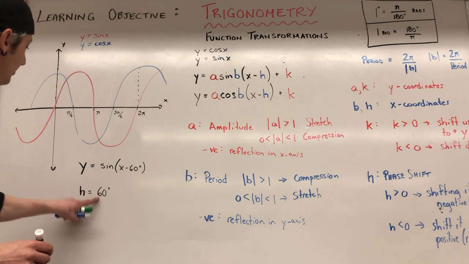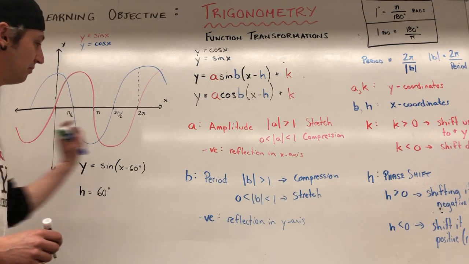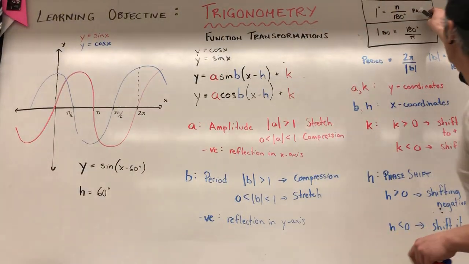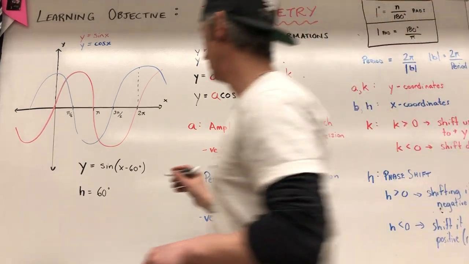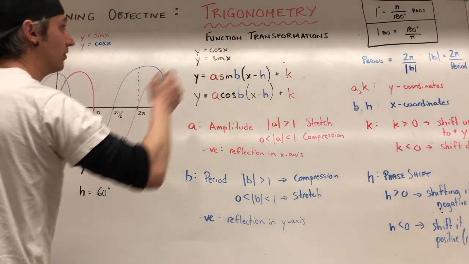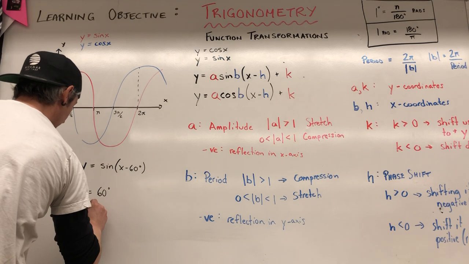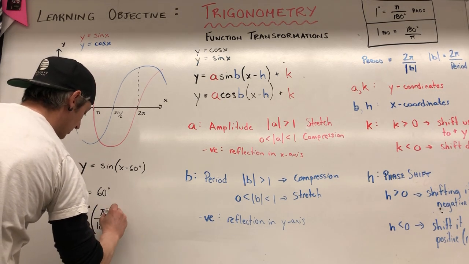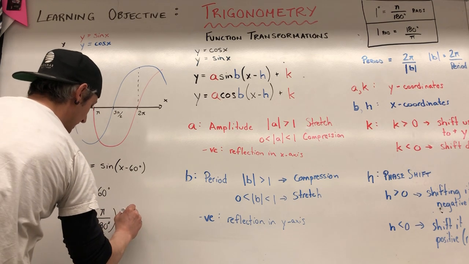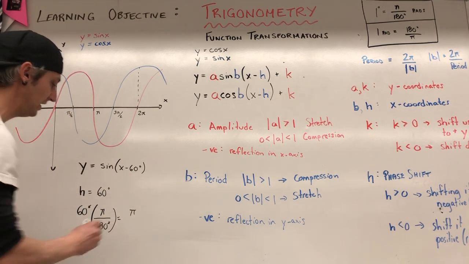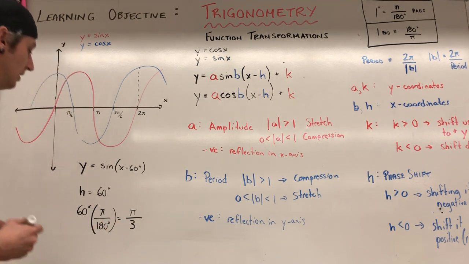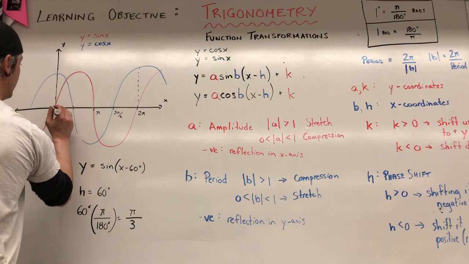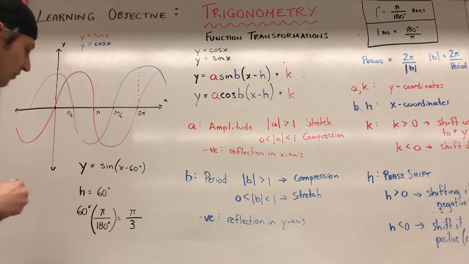So in this case, I want to shift my sine wave 60 degrees positive, to the right, but I'm in radians here. So all I have to do is ask, how many radians is 1 degree? Well, I've got to multiply pi over 180 by 60. So 60 times pi over 180, the degrees cancel, I get 60 pi over 180, which is pi over 3. So every point on my sine wave needs to shift over by pi over 3.